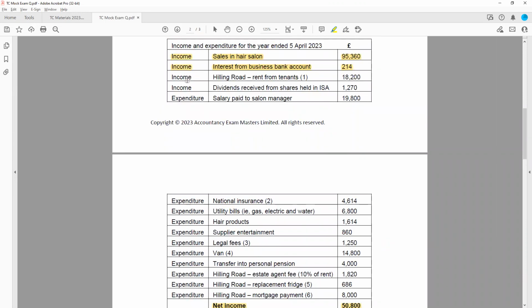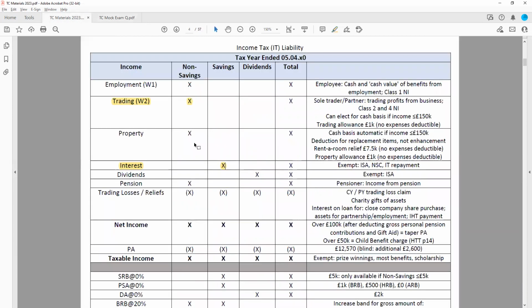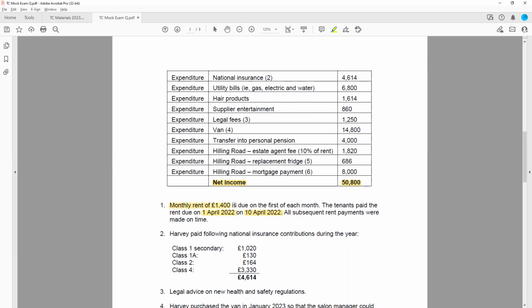So then we've got the next one. Income, this is rent from the tenants, 18,200. We've got a note. Rent is due on the 1st of each month. So monthly rent of 1,400 due on the 1st of each month. Tenants paid the rent due at the end of the previous tax year at the start of the current tax year. All subsequent rent payments were made on time. So we know, of course, with property income, he'll be using the cash basis, unless he's elected for a different basis, which we're not told he has. So the cash basis applies automatically.